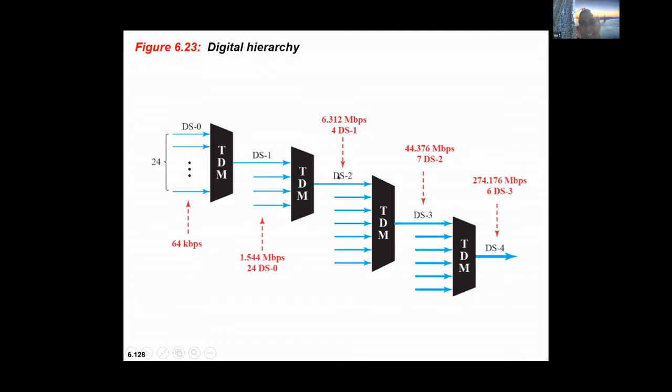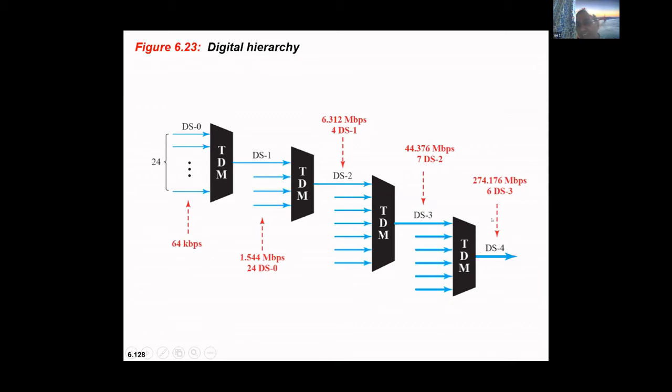You got the idea? So I have 24 digital subscribers here again. Then this is again 24. This will give me 6.312. You got the idea? So how many sources? 1, 2, 3, 4, 5, 6, 7. So 7, DS2. Then like this.